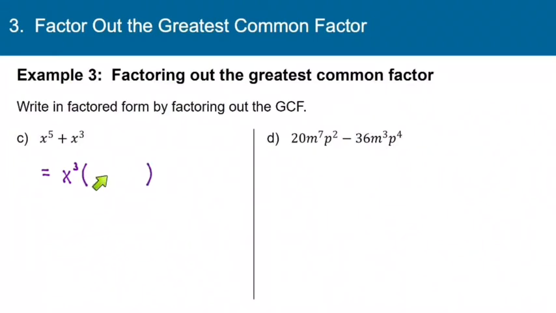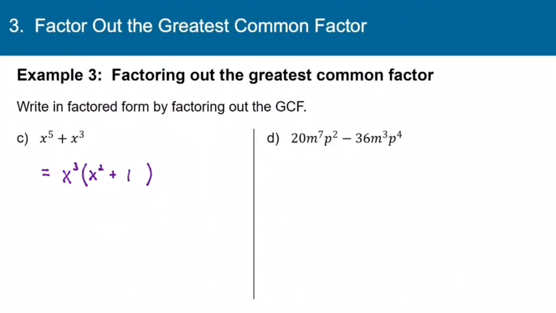So you say, what do I have to multiply by x to the third to get x to the fifth? Of course, you need x squared. So x to the third times x squared does make x to the fifth. Then you need a plus sign. And what do I have to multiply by x to the third to get this term? Well, this term is x to the third, so I really just have to do x to the third times 1 to get that last term.